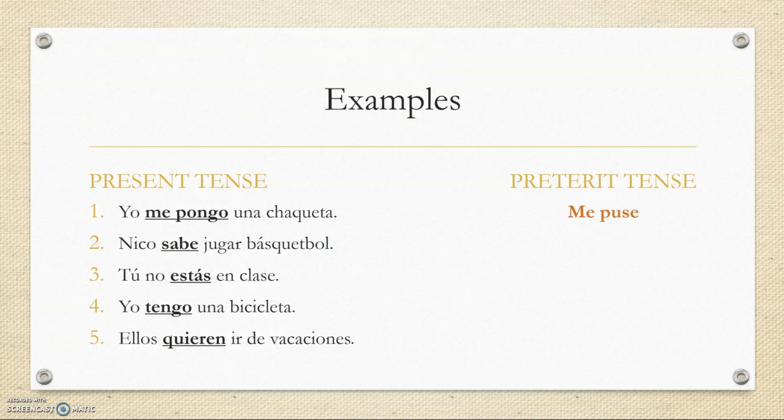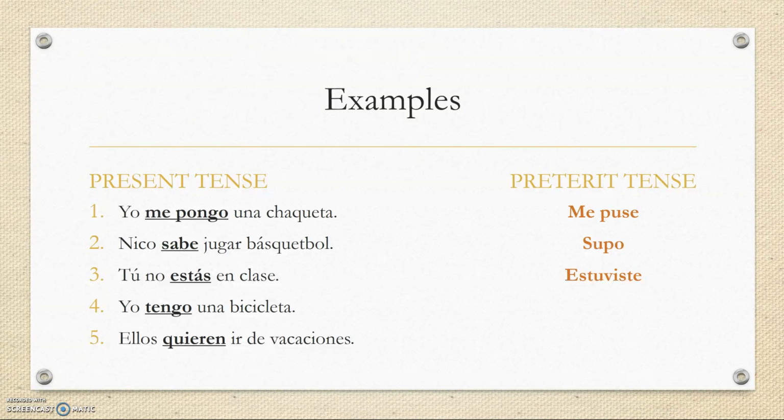Number 2. "Nico sabe jugar basketball." Sabe comes from the verb saber, which is a category U. Saber in the Nico form has to become supo. "Nico supo jugar basketball." "Tú no estás en clase" comes from the verb estar. Estar is a category UV. So when we make it preterite, "tú no estuviste en clase."